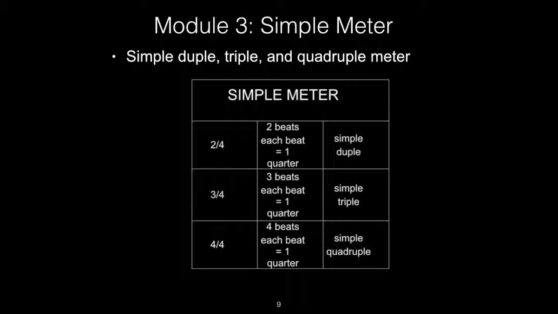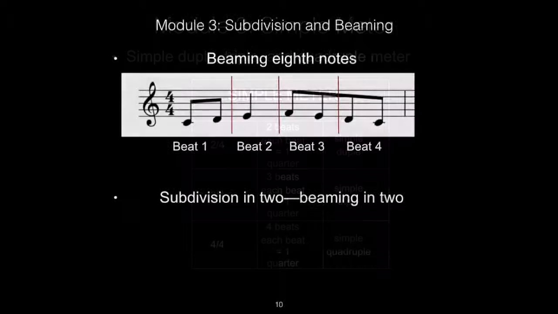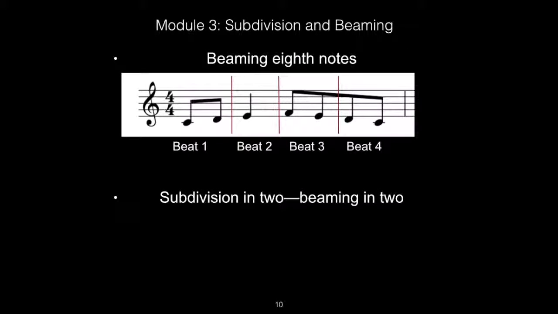Duple means 2 beats, triple means 3, and quadruple means 4 beats per measure. When we say that in simple time the beat is subdivided into two, on the staff it means that eighth notes are grouped in 2 and beamed in 2 or in 4, not in 3 or 5. And the grouping coincides with the beat. That is, we group notes into 1 beat or 2 beats, so the subdivision corresponds with the beaming practice.